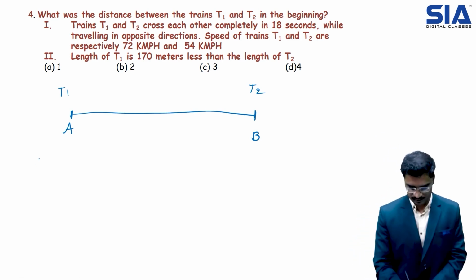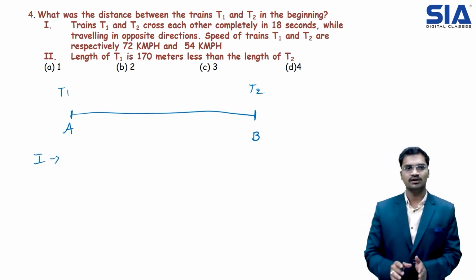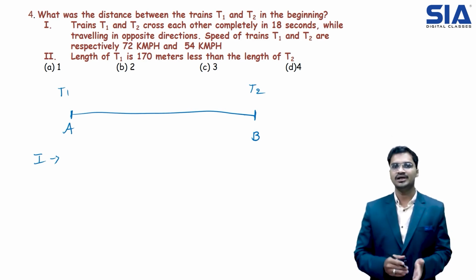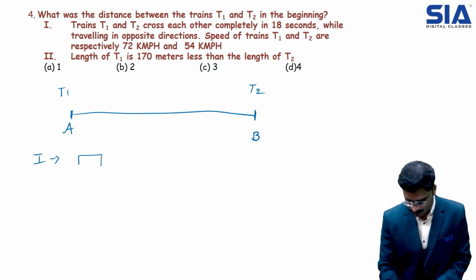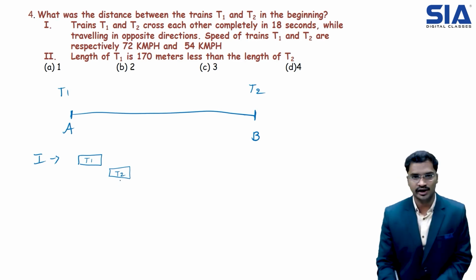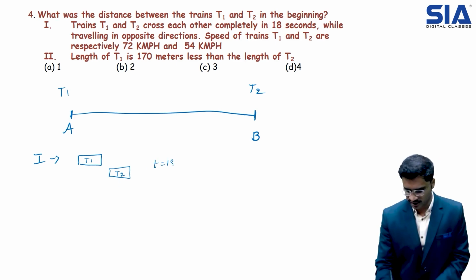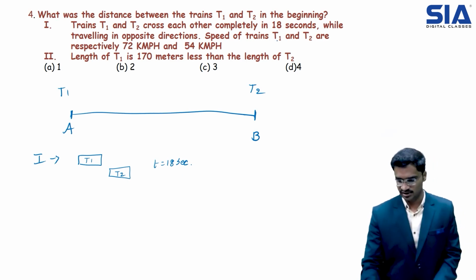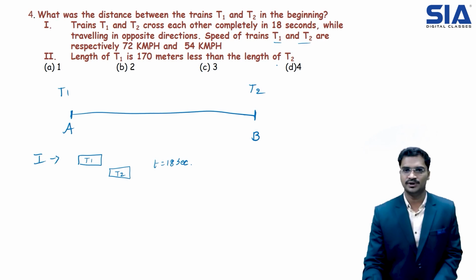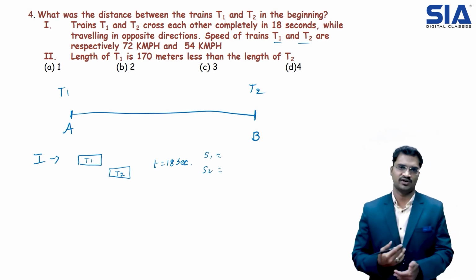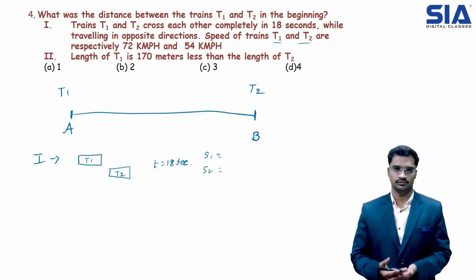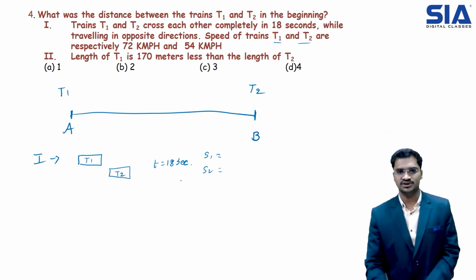In the first statement, he is saying that train 1 crosses train 2 completely in 18 seconds, while traveling in opposite directions, where the speed of T1 and the speed of T2 are given. So S1 and S2 are given, where S1 is the speed of train 1 and S2 is the speed of train 2.